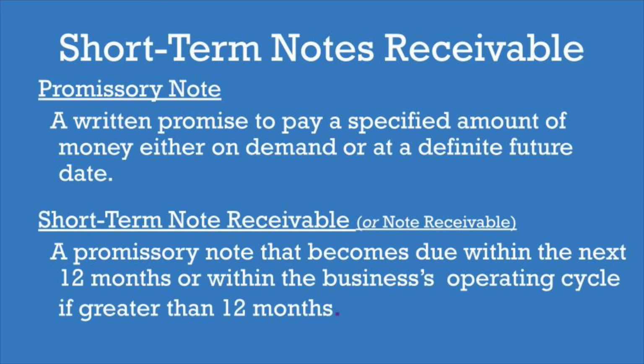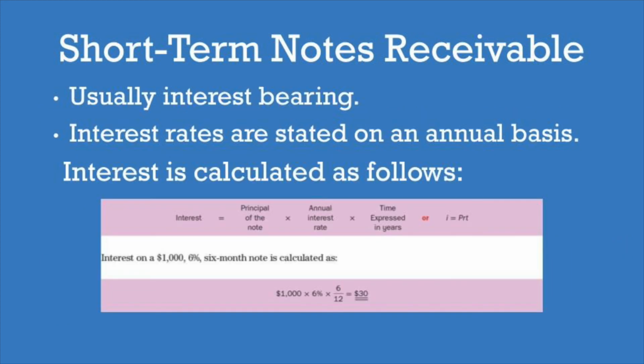Promissory notes are also a form of short-term notes receivable, which is a promissory note that becomes due within the next 12 months or within the business's operating cycle, which is normally 12 months. As I say, these notes are normally interest-bearing, and here's how you simply calculate the interest. You take the principal, multiply it by the rate of interest, multiplied by the time. Usually it's a proportion of a year. Say, for example, 6/12 represents 6/12 of a year, or 6 months. It could just as easily be 180 days of 365, 30 days of 365, 1 month of 12, that sort of thing.